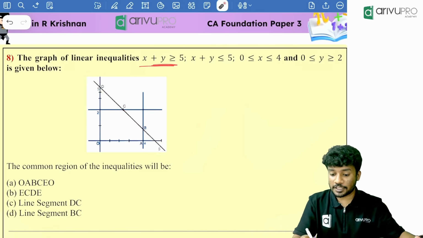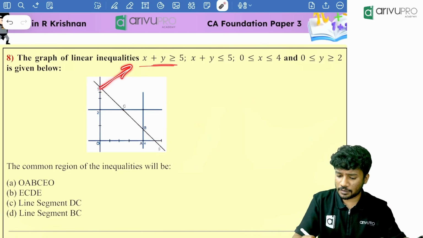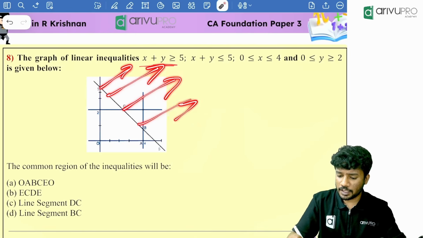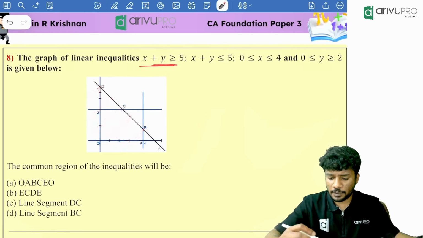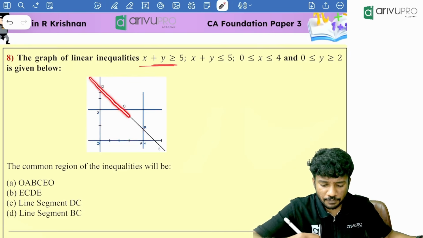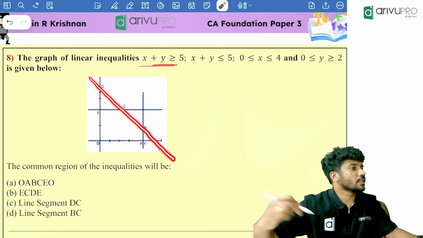That line segment will be the common area between both the graphs. Why? Because x plus y greater than means going away from the origin. Less than means towards the origin. If so, the common area between both of them is nothing but the line segment between them.